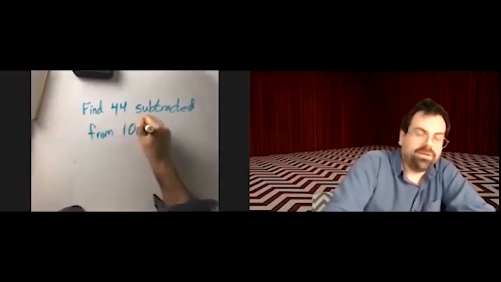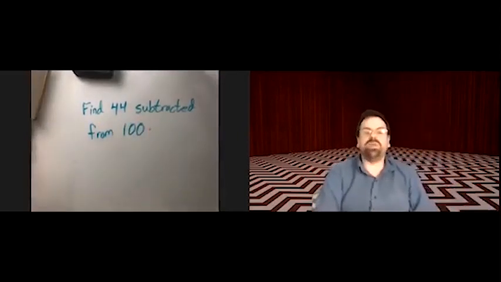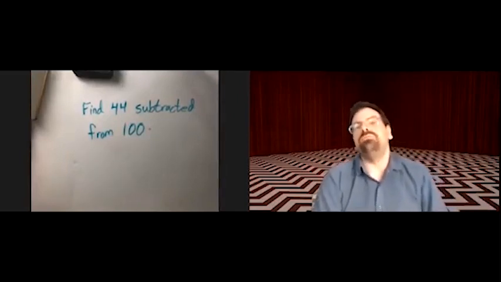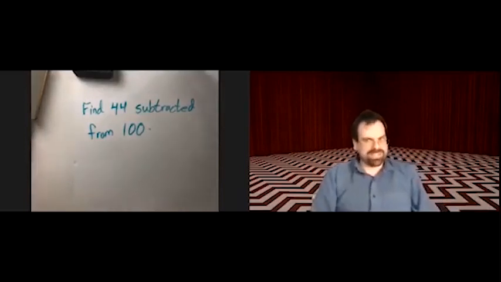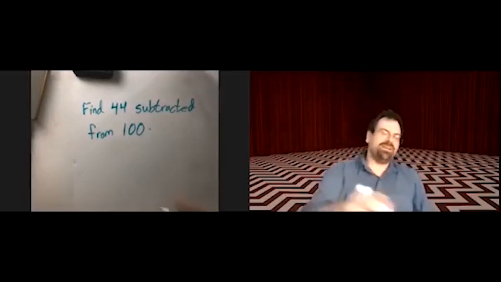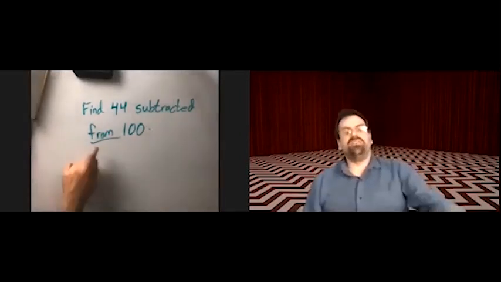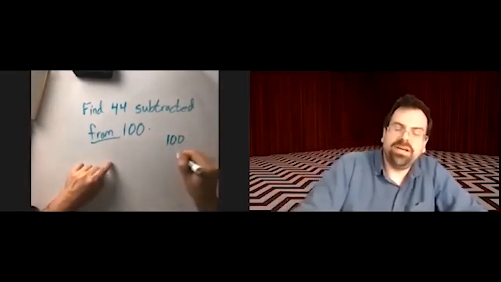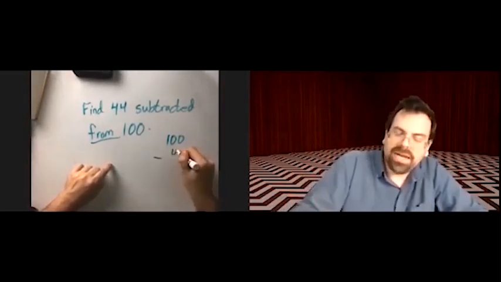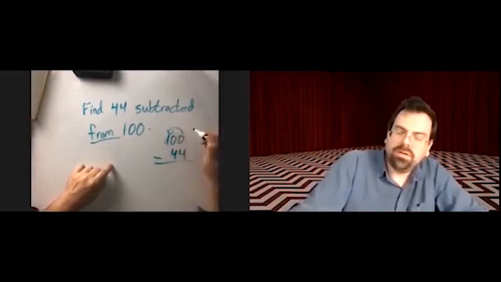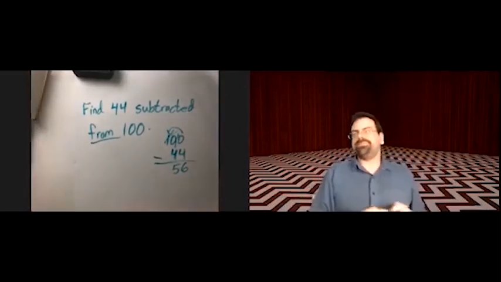What's the key word in this one? Find 44 subtracted from 100. If you had to pick a word that was the most important word here, you might want to say subtracted. But if there was a different word that's the most important word here, not a lot of words left. From. Subtracting from 100 means we have started with 100, and from that we are subtracting 44. $56.